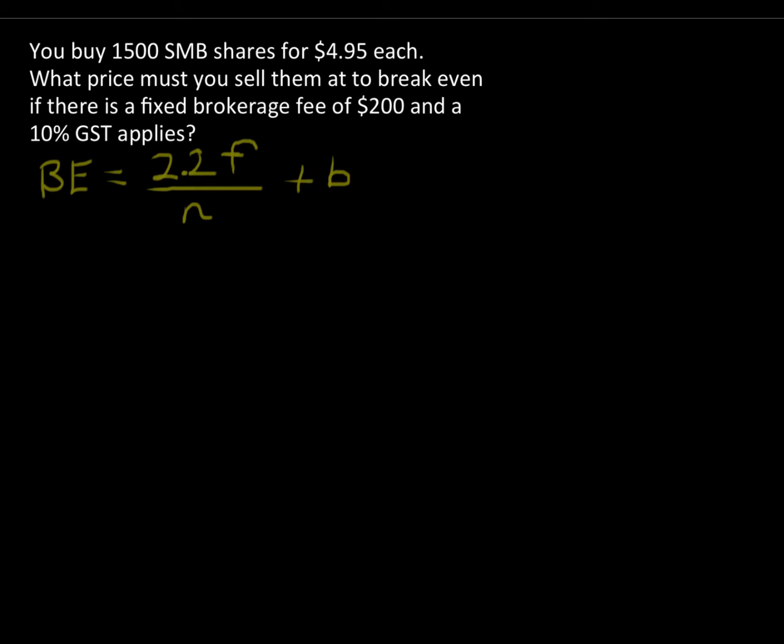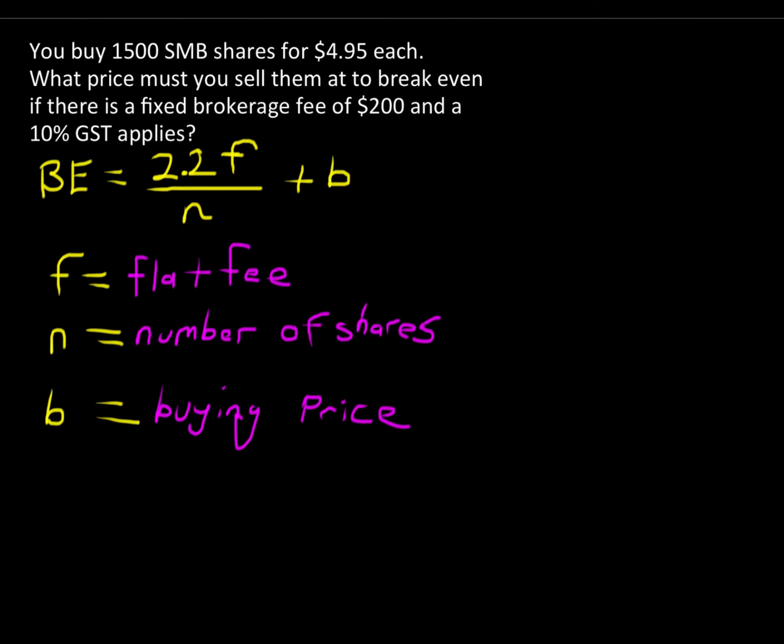Well, the formula we use looks like this. It's the break-even formula with a slight difference from the one you would have seen just before. It's 2.2F divided by N, plus B. Once again, you've got these variables: F is your flat fee, N is the number of shares that you have, and B is your buying price. As with all these questions, write down those variables and then fill them in with what you know.